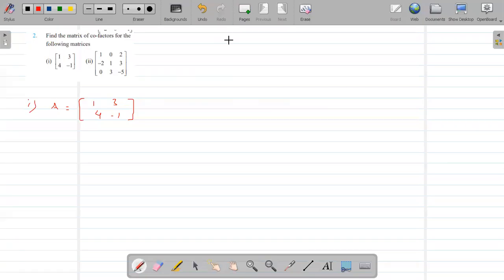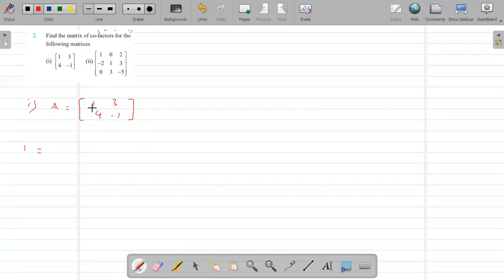Okay, so the matrix will be like this, and you have to find the cofactor of all these elements. So how are you going to find the cofactor of all these elements? In the very first number, let's say it's 1. Can you tell me the position of this element? What is the position of this element?